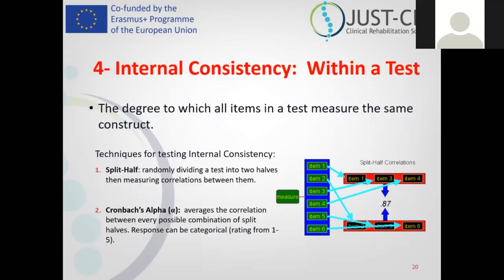The last type of reliability is internal consistency within a test. Internal consistency as a type of reliability means the degree at which all items of a test measure the same construct. So in a test with high internal consistency, we will find that all items within the instrument itself are highly correlated with each other and with the total score. And there are 2 different techniques for testing internal consistency. The first method is split half, and the second method is Cronbach alpha.